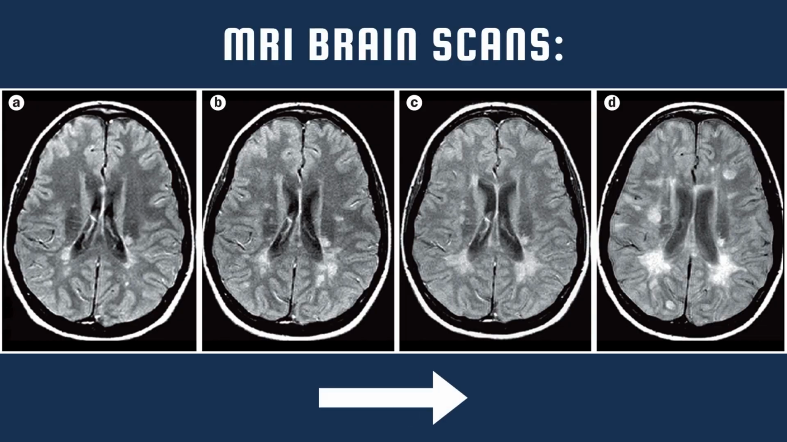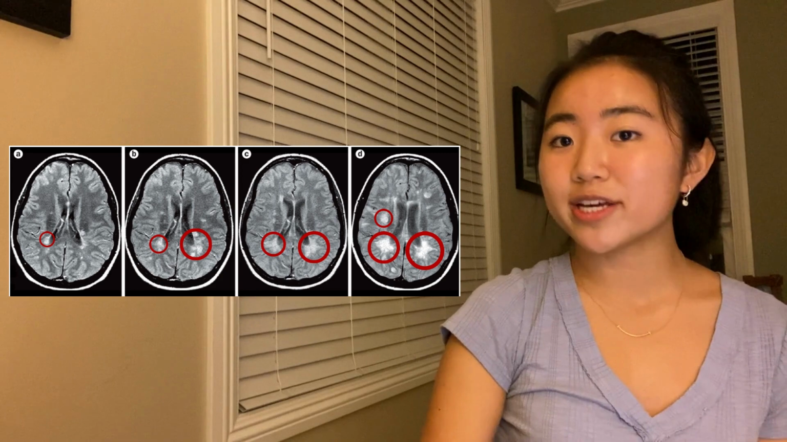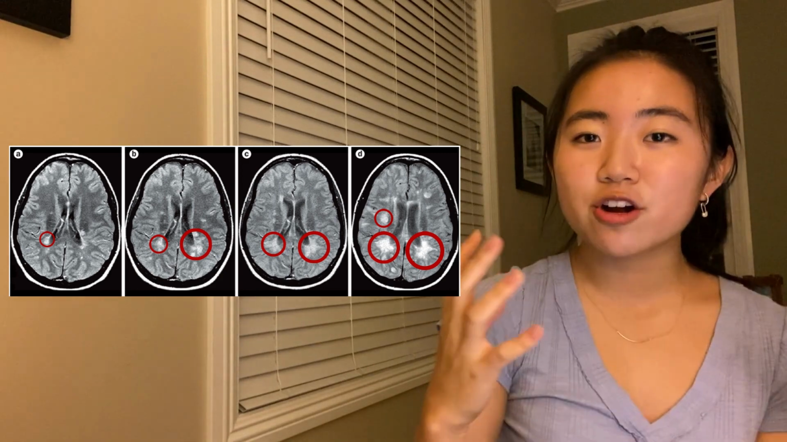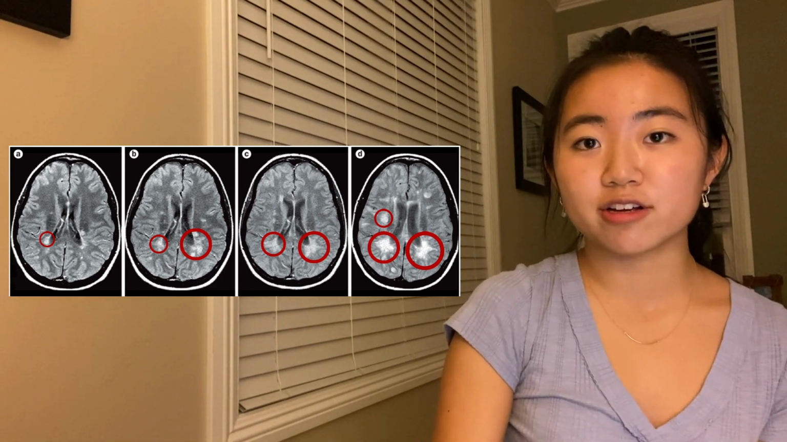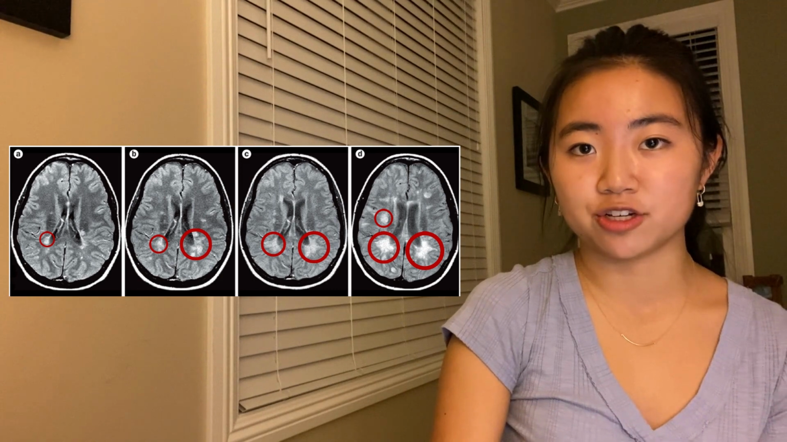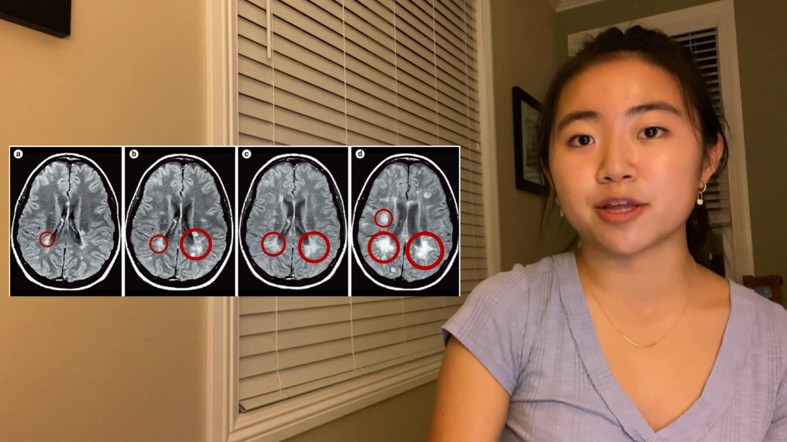Moving left to right, MS in the patient's brain progressively worsens. Do you notice any patterns? We can see that the white spots get bigger and brighter. These are areas of abnormal demyelination, reflecting damage to the myelin sheath.